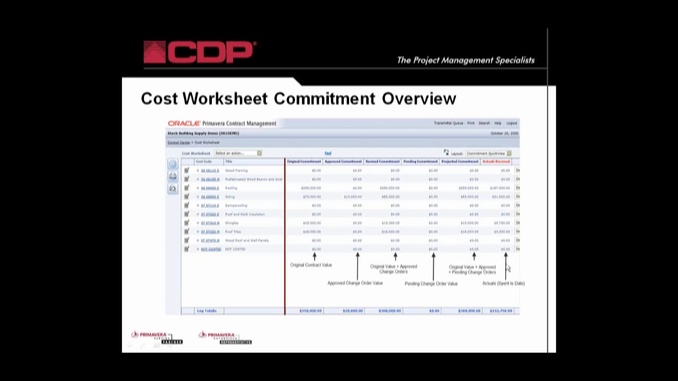My original value plus my approved and pending change orders, so my projected and my revised, in this case, happen to be the same because I have no pending. And then my actuals to date, this is what I've actually paid out to date of my particular contract. Okay? So if I were to go and look at this specifically within Contract Manager, I'll show you how the contract shows.